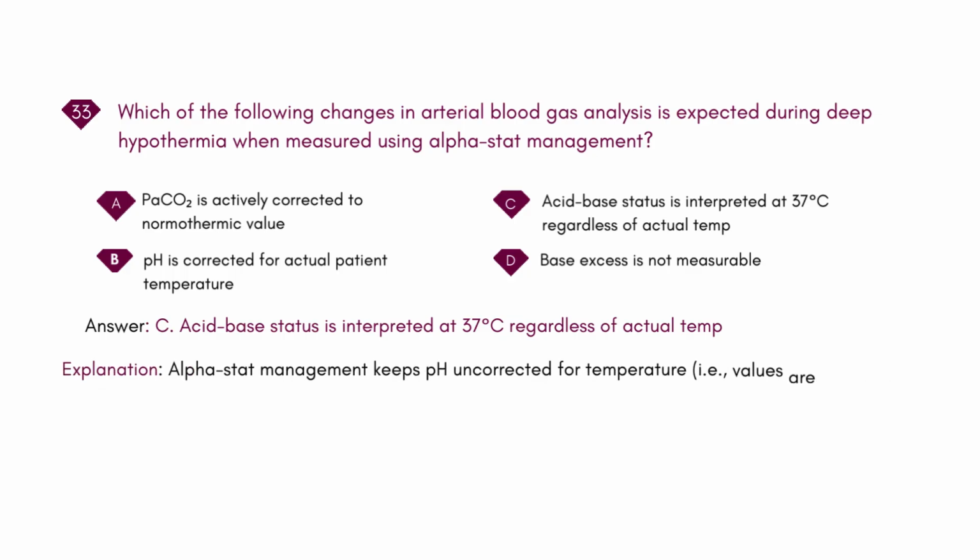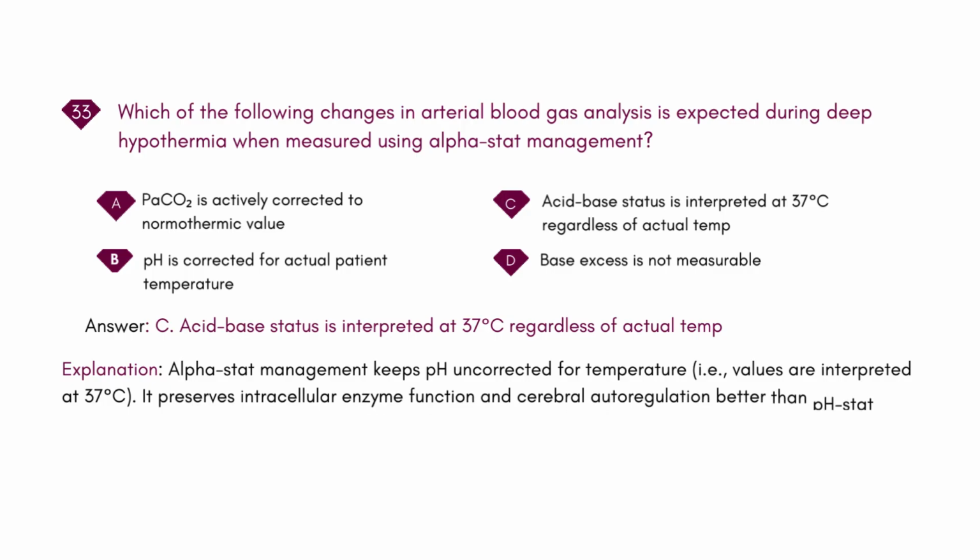Explanation: alpha-stat management keeps pH uncorrected for temperature, i.e., values are interpreted at 37 degrees Celsius. It preserves intracellular enzyme function and cerebral autoregulation better than pH stat in adults.